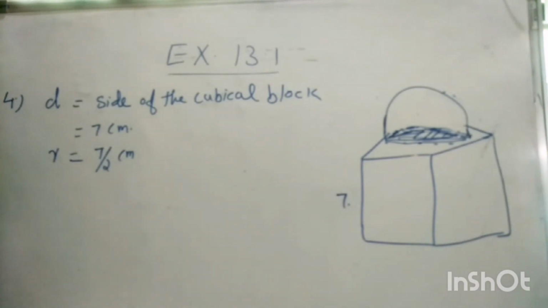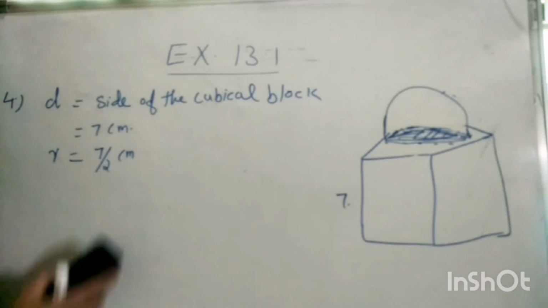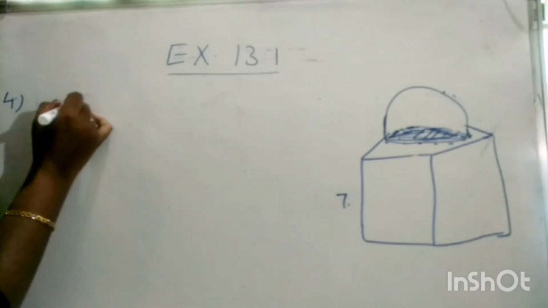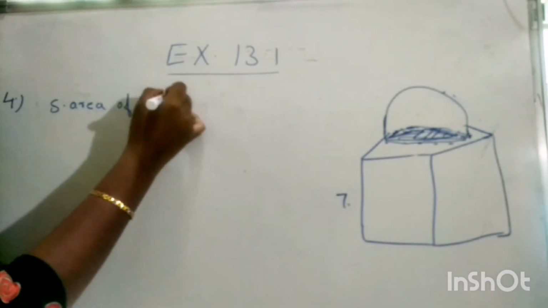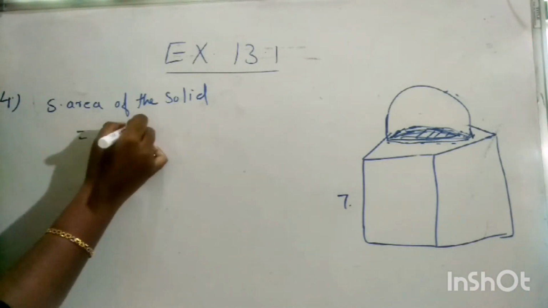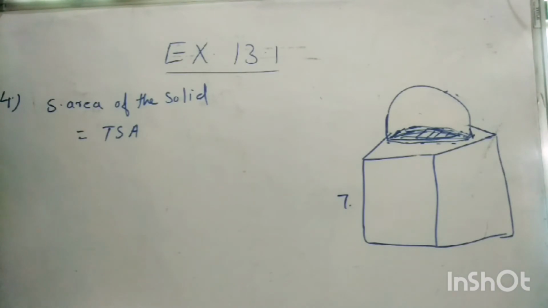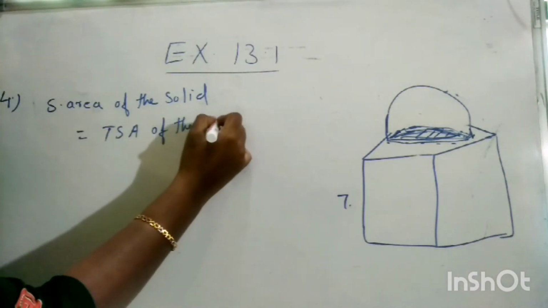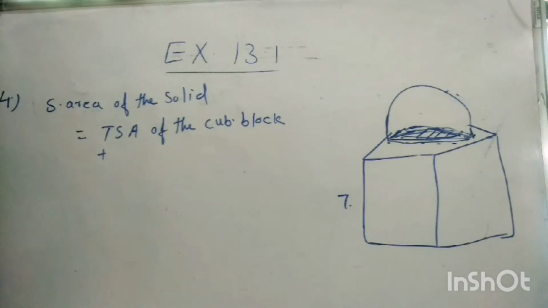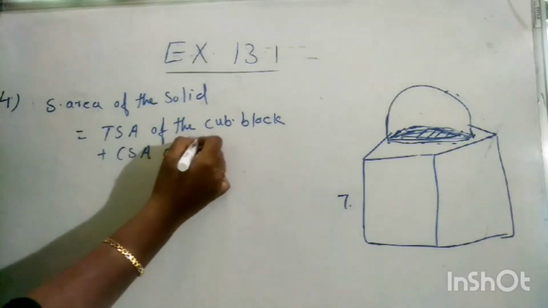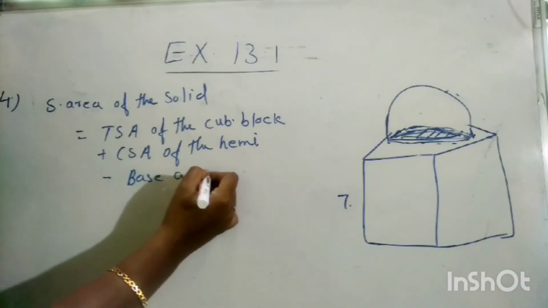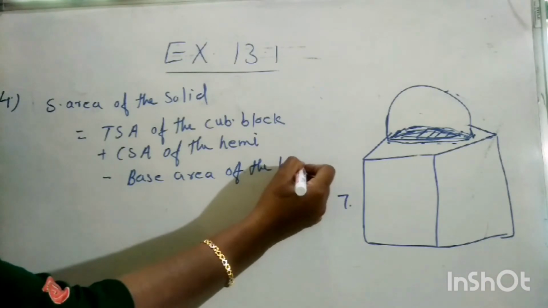Okay, so total surface area of the solid is equal to the total surface area (TSA) of the cubical block, plus the curved surface area of the hemisphere (CSA of the hemisphere), minus the base area of the hemisphere.